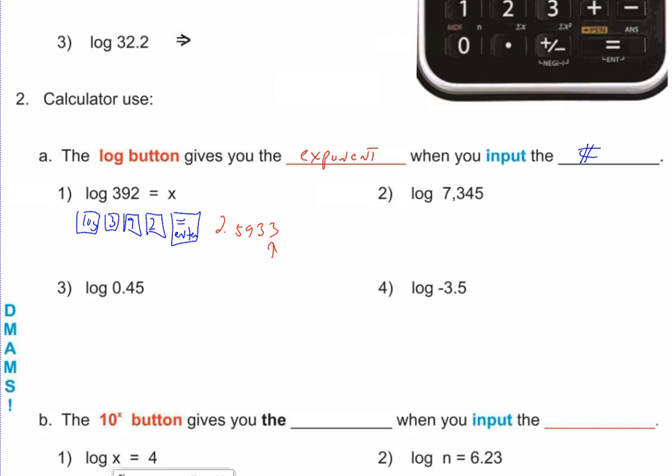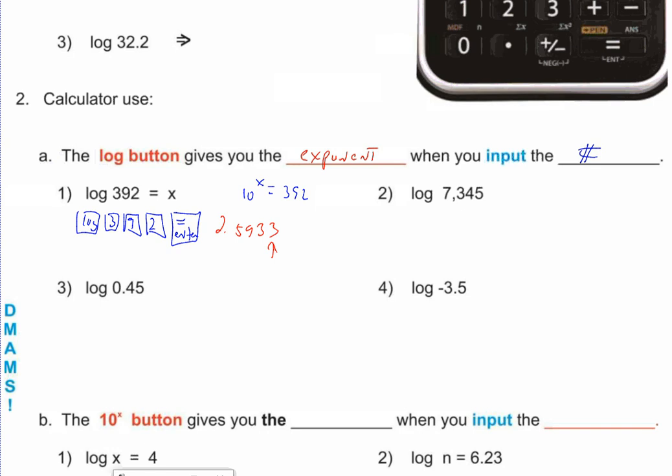2.5933. And again, on these, you should be asking, does my answer make sense? And it just takes a second. What is our problem here? 10 to what power is 392? Well, 10 squared is 100 and 10 cubed is 1,000. So we better be between 2 and 3. And guess what? We're between 2 and 3. So DeMams likes the answer. Sounds good.